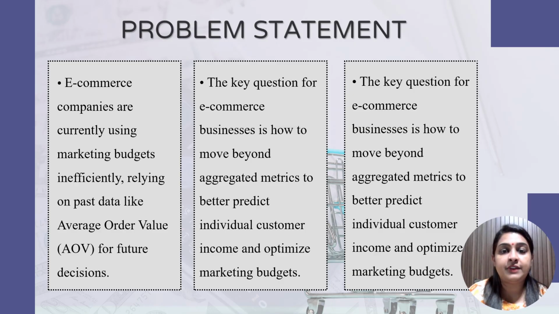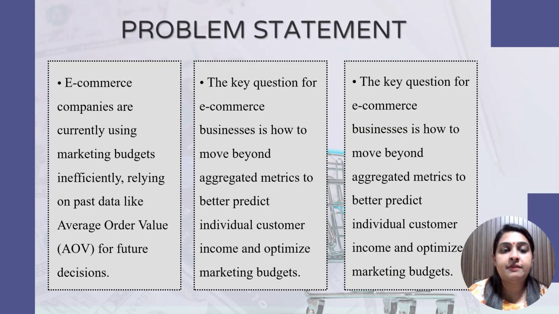Next, limitation of aggregated metrics. Business needs to move beyond aggregated metrics. Aggregated metrics treat your entire customer base as a monolith. When we look at averages, we lose the signal in the noise. We fail to distinguish between a customer who spent 100 ringgit once and will never return, and a customer who spent 50 ringgit but will return every month for the next 3 years. Aggregated data hides the high-value individuals, leading to a spray and pray marketing approach that drains budgets.